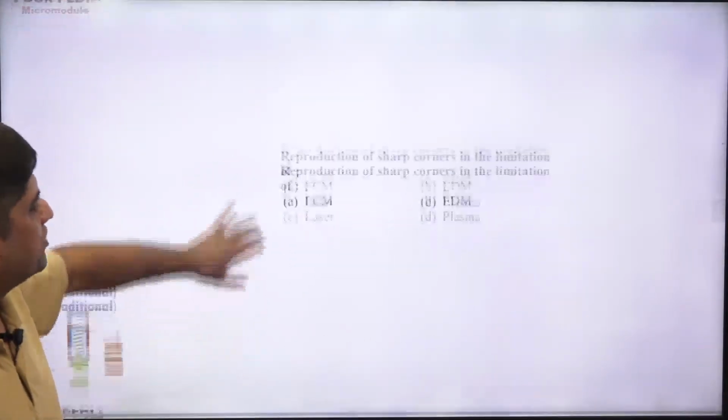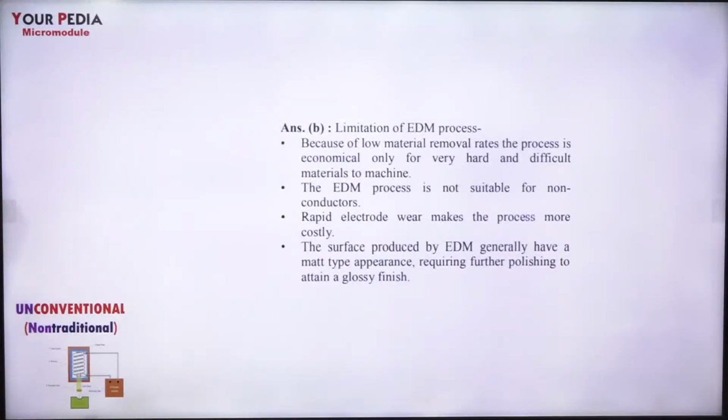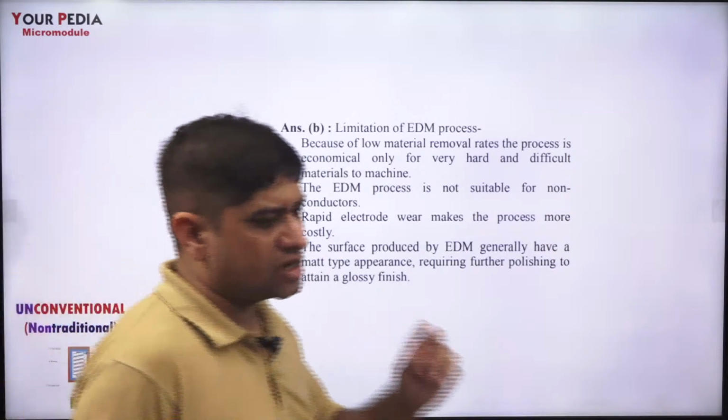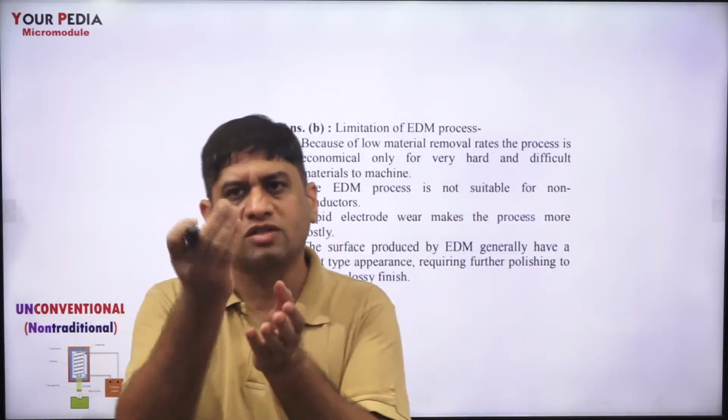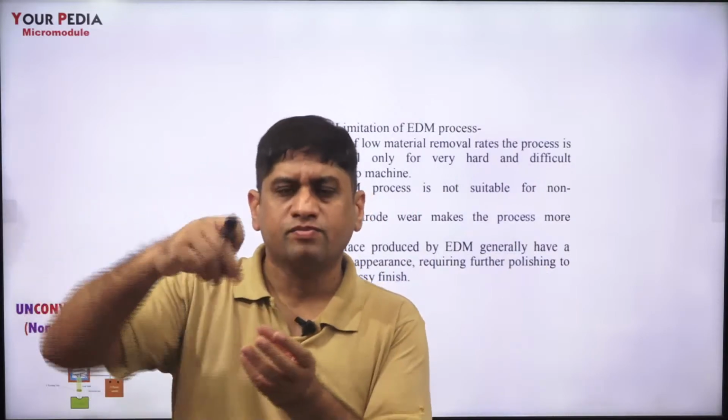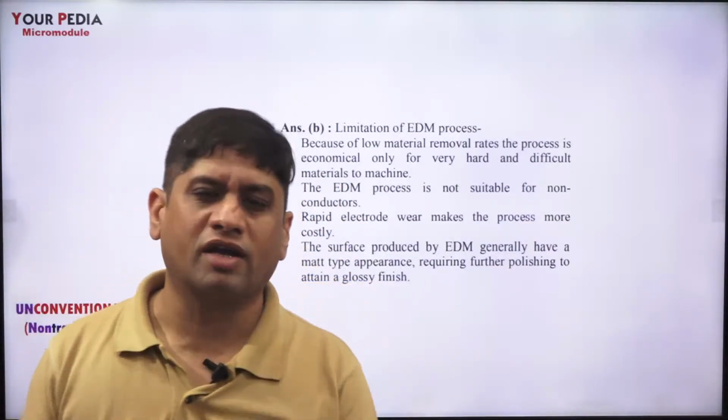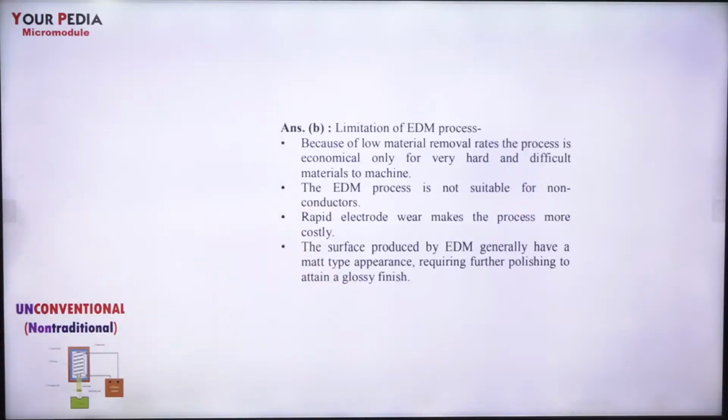In case of electric discharge machining, let's say, number one, it is used for hard and difficult to machine materials. Non-conductors cannot be used. There is electrode wear. Further polishing is required in EDM because of the electric discharge, there are small erosions, small spots. So you get small spots, right? And then you need to do further polishing or a grinding operation to get good surface quality.